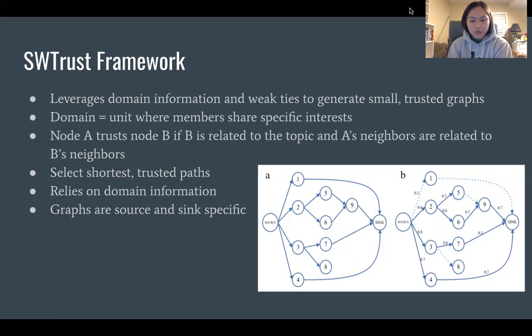On the left, it shows the initial trusted network created from the domain information and weak ties. On the right, it shows the final trusted network after using breadth first search to select the shortest trusted paths. But since this framework relies heavily on domain information, it is limited to data sets that have this information. The graphs are also source and sink specific. For each different pair of source and sink, a different trusted graph would be generated.